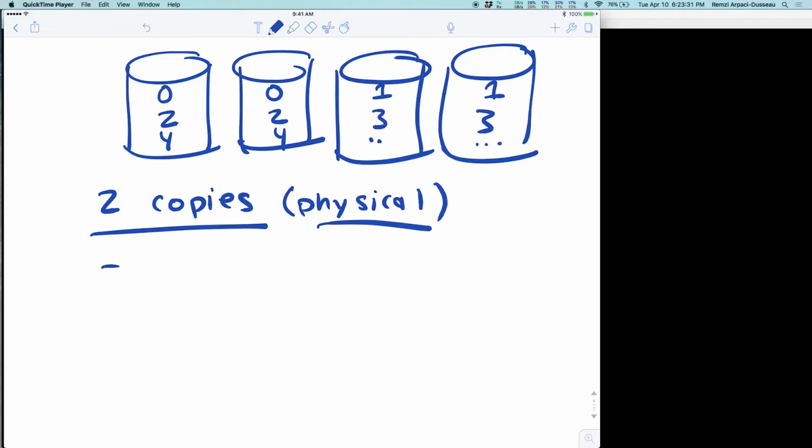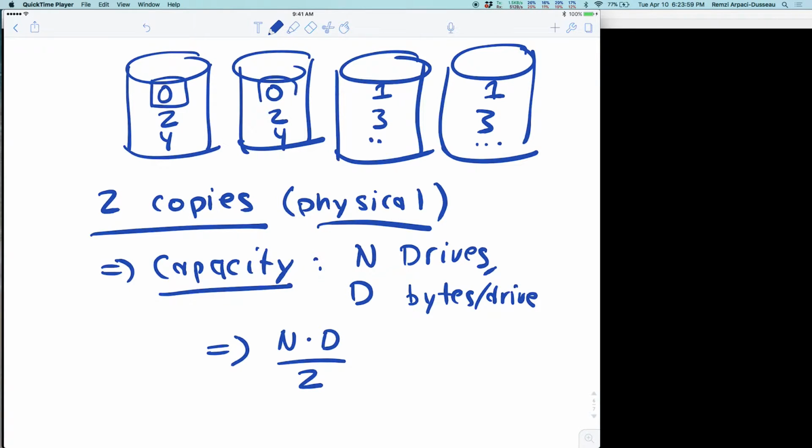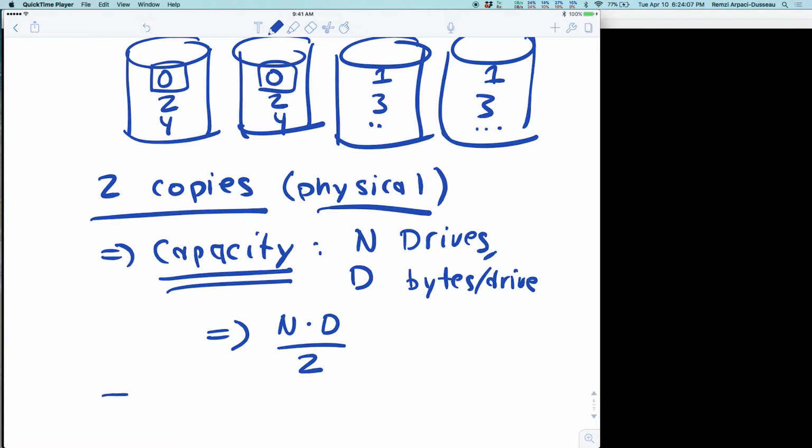Well, let's think about a few different things. First, probably the easiest thing to think about first is capacity. So we have n drives, and each is size d bytes per drive. So our total capacity is, well, we have n times d bytes, but we have to divide it by the number of copies that we make of each logical block. Because as you can see here, if we have just 2 copies, we're clearly getting half the capacity, sorry, I keep using the wrong words. So let's talk about reliability.